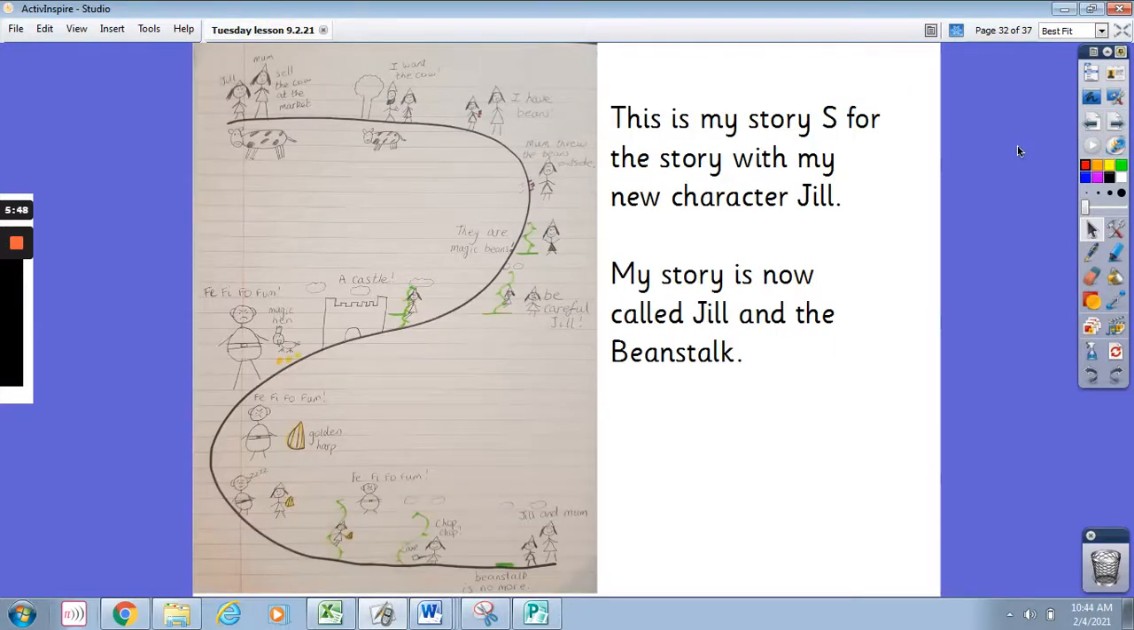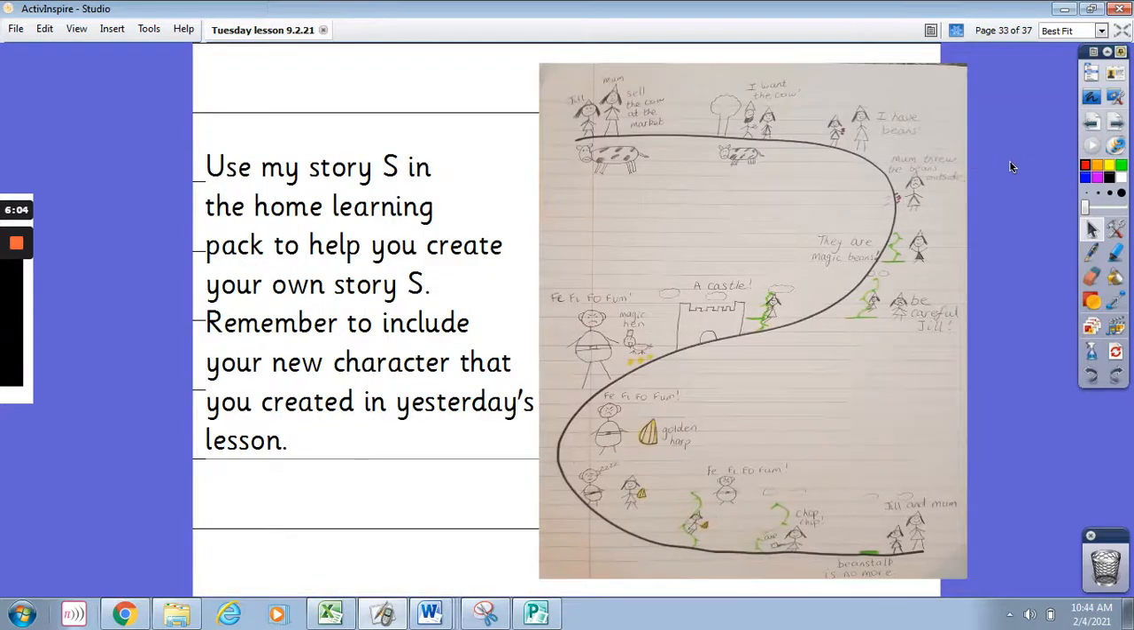So this is my story S for the story with my new character Jill. Because my story is now called Jill and the Beanstalk because I'm using the character that I created yesterday, and she is now my main character instead of Jack. I want you to use my story S, which is in your home learning pack, to help you create your own story S. But remember, you're going to include your new character that you created in yesterday's lesson. The rest of the story stays the same, but the main character is going to be different. So Jack's not going to be in our story anymore. It's going to be your new character now.